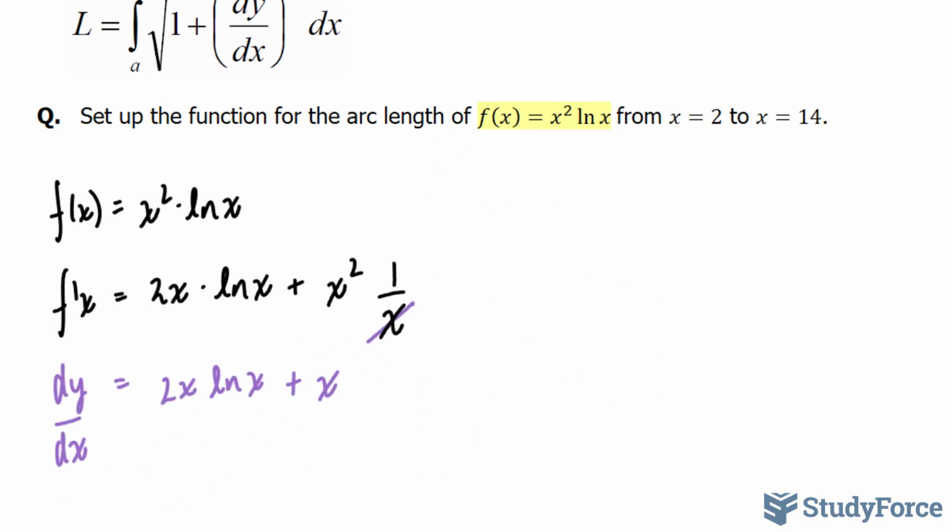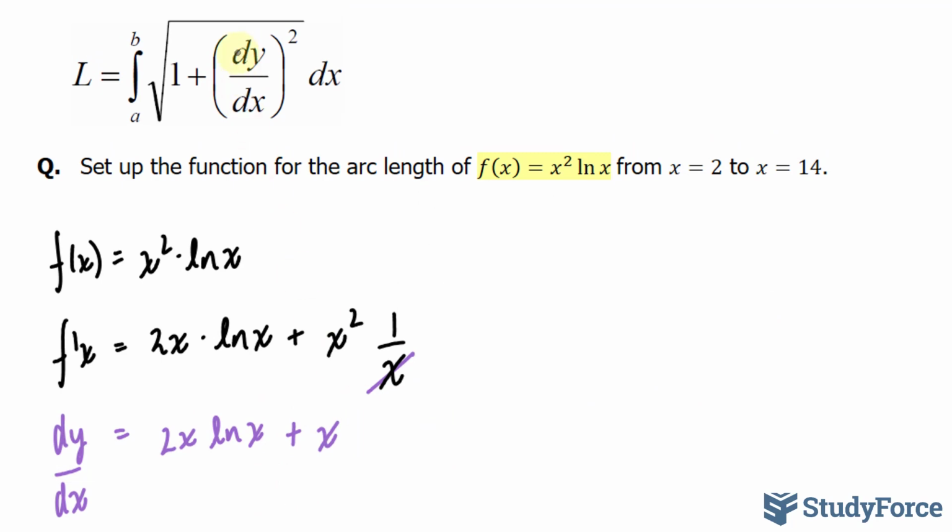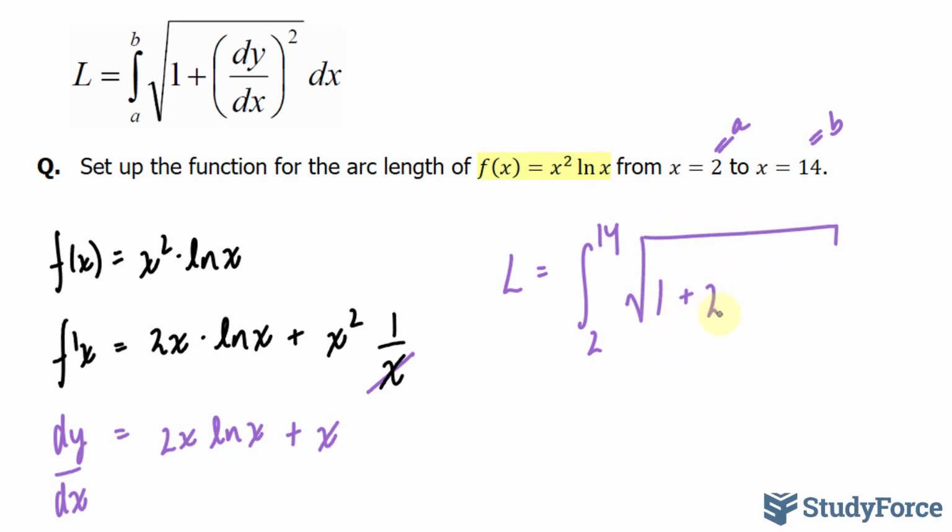Next, what we will do is substitute our derivative into here, where we end up with the length of this curve between a and b, and our a value here is 2 and our b value is 14. Lower limit of 2, upper limit of 14, the square root of 1 plus, 2x, and make sure that that's in brackets, ln x plus x, to the power of 2, dx.